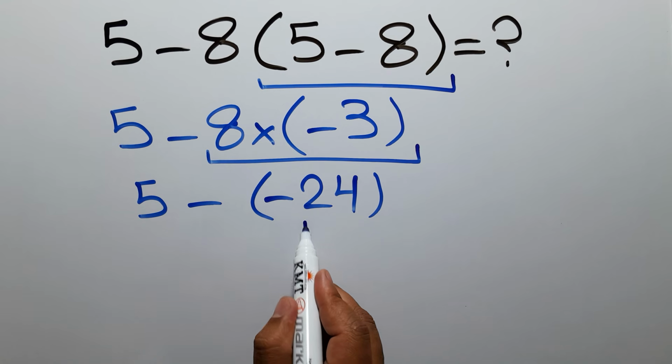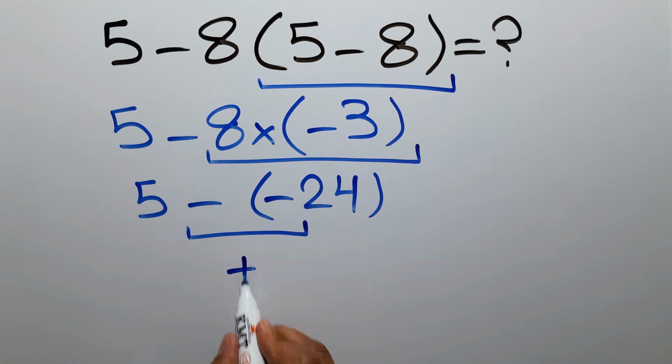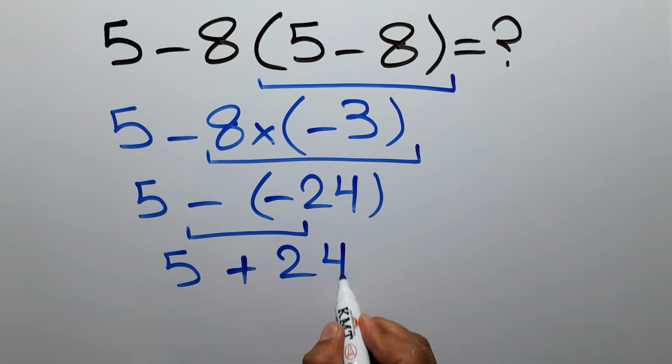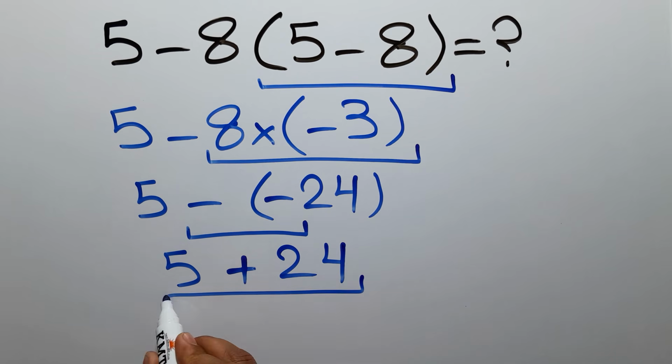Negative times negative gives us positive. So we have 5 plus 24, which equals 29. And this is our final answer to this problem.